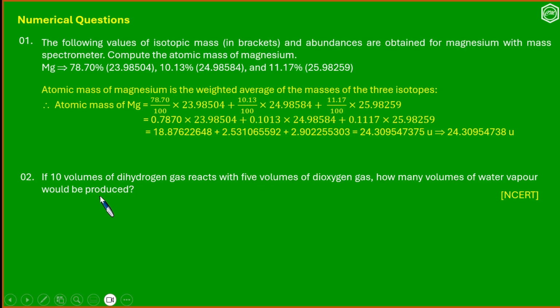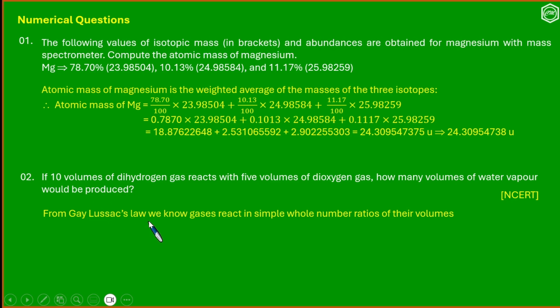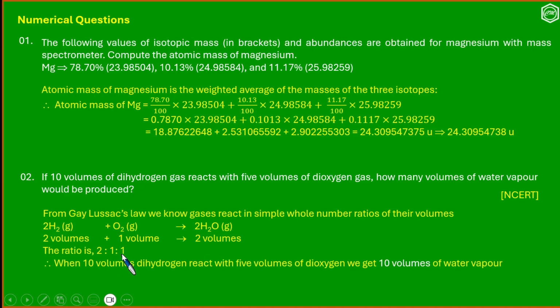Question 2. If 10 volumes of dihydrogen gas reacts with 5 volumes of dioxygen gas, how many volumes of water vapor would be produced? From Gay-Lussac's law, we know gases react in simple whole number ratios of their volumes. The reaction between hydrogen and oxygen could be written like this. 2 moles of hydrogen react with 1 mole of oxygen, giving 2 moles of water vapor. That means 2 volumes of hydrogen plus 1 volume of oxygen gives 2 volumes of water vapor. So the ratio is 2:1:1. Therefore, when 10 volumes of dihydrogen react with 5 volumes of dioxygen, we get 10 volumes of water vapor.